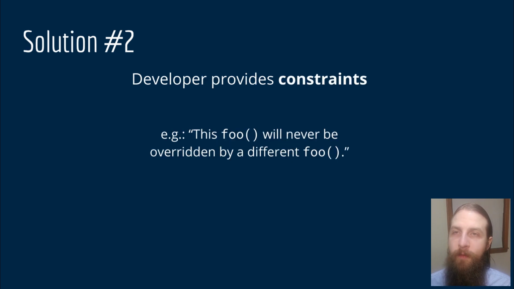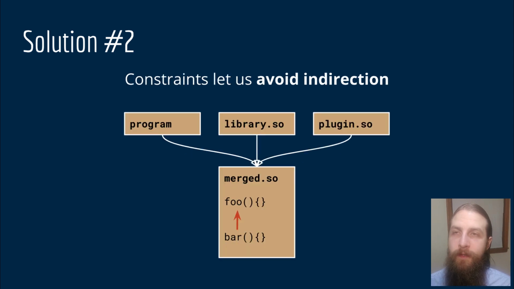Our solution to this problem is for the developer to provide a list of constraints on the dynamic linking behavior of their code. For instance, they can use a constraint that says this definition of foo will never be overridden by a different definition in a different library. With that constraint, we can avoid adding indirection to the code, allowing us to optimize it effectively. For instance, we can safely inline foo into its caller.